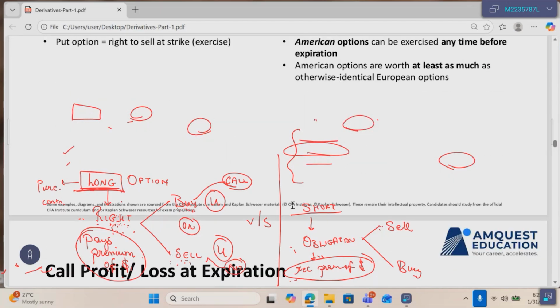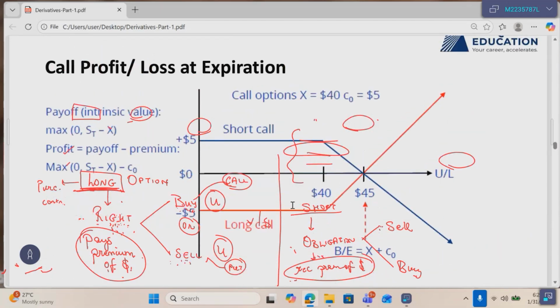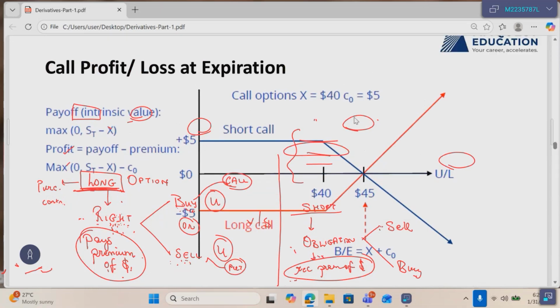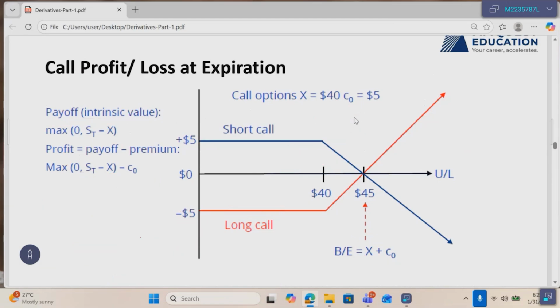Correct? Now, this is very interesting. This is a nice diagram which will help you understand how the people make a profit or loss on maturity or expiration of an option. Clear? Now, we go into diagram. Let's understand some key terms. What is payoff? Payoff is nothing but the amount paid at maturity. That's called payoff. Okay?